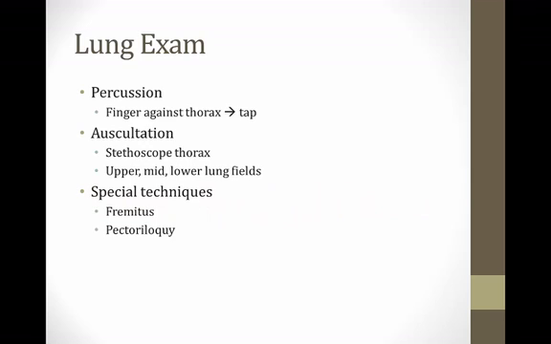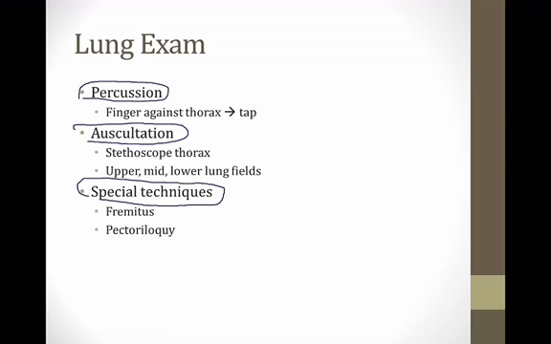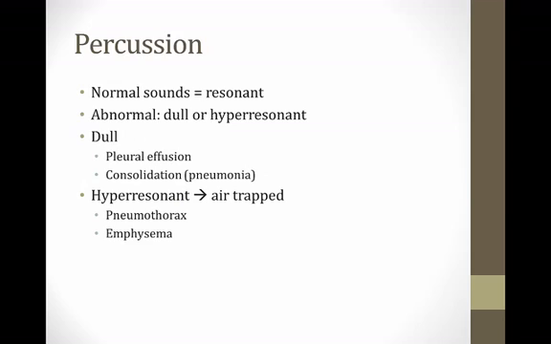The physical exam of the lung uses a variety of techniques that basically fall into one of three categories. The first way we examine the lung is through percussion. This is where you place your finger against the thorax in the patient's back and you tap and listen to the sounds. The second way we examine the lungs is with auscultation. This is using our stethoscope on the thorax, and we usually listen to the upper, mid, and lower lung fields. And then finally, there are a couple of special techniques like fremitus and pectoriloquy that we'll talk about in this module today. So let's talk about percussion first.